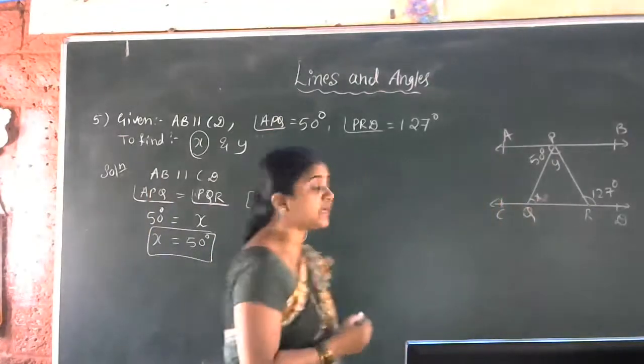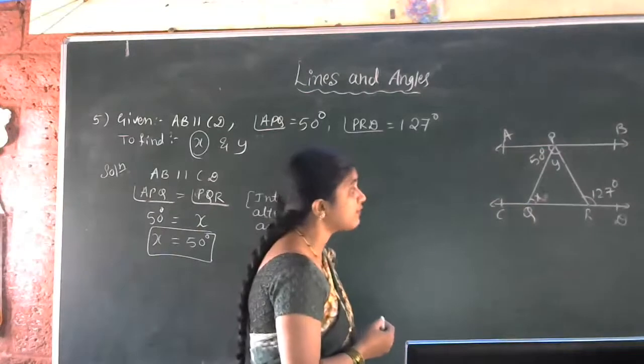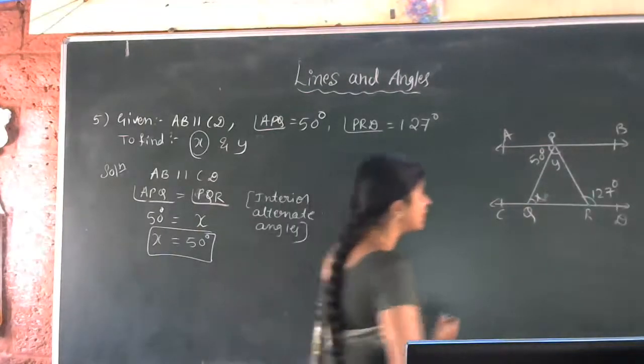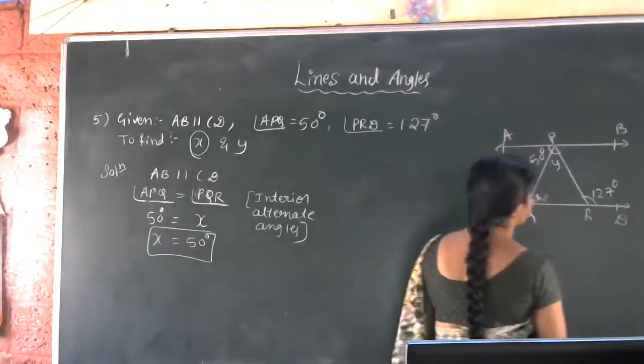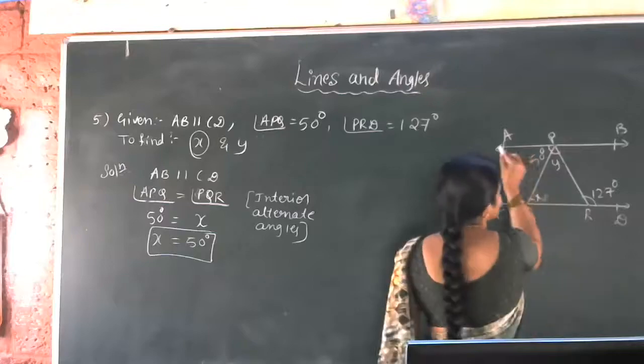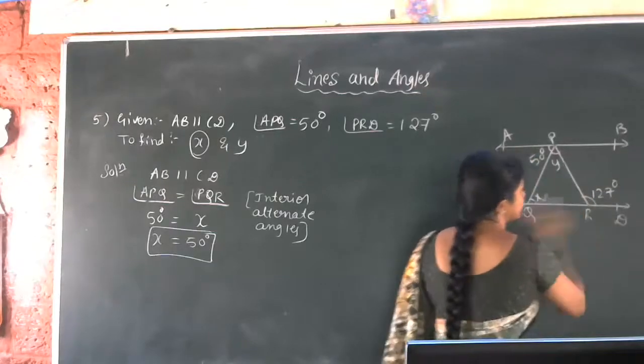Now we have to find out the Y value. How can we find out the Y value? Yes, alternate angles only for Y also. So how can we find Y, also with alternate angles? Again, this AB line is parallel to CD line.